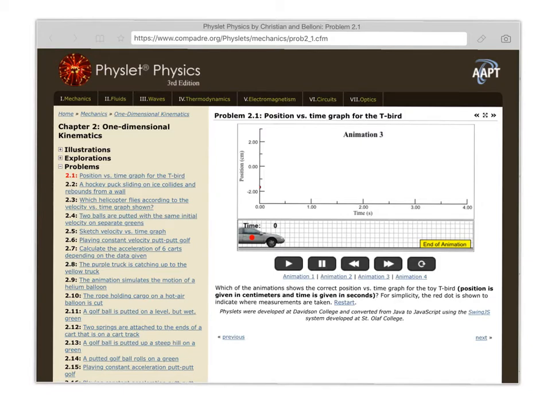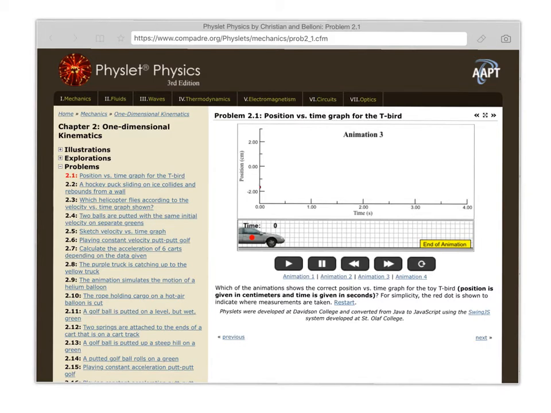So notice the slope starts at 0. The slope gets steeper and steeper, and the final slope is here. The slope here is going to be 0, and the slope here is going to be what? It's going to be 8 meters per second. Meters per second, y over x. There's a lot of calculus and physics in this. So anyway, that's the correct one.